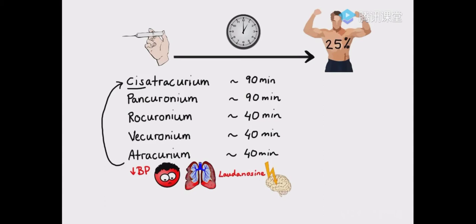Now, vecuronium and rocuronium are metabolized by the liver, so their action may be prolonged in patients with hepatic dysfunction. But overall, they are safe and have minimal side effects. Lastly, pancuronium is excreted unchanged in urine, and one of its main side effects is an increase in heart rate. Now, let's move on to depolarizing agents.